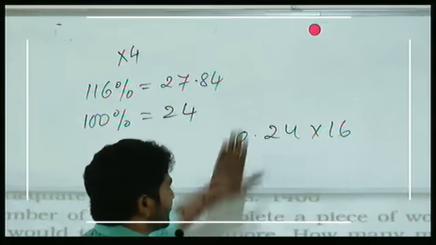20 plus 4, 20 minus 4. 20 square minus 4 square. 20 square, 400 minus 16. 400 minus 16, 384. 3.84. If you add these two, will you get 27.84 or not? Yes or no? Hence, that is correct.